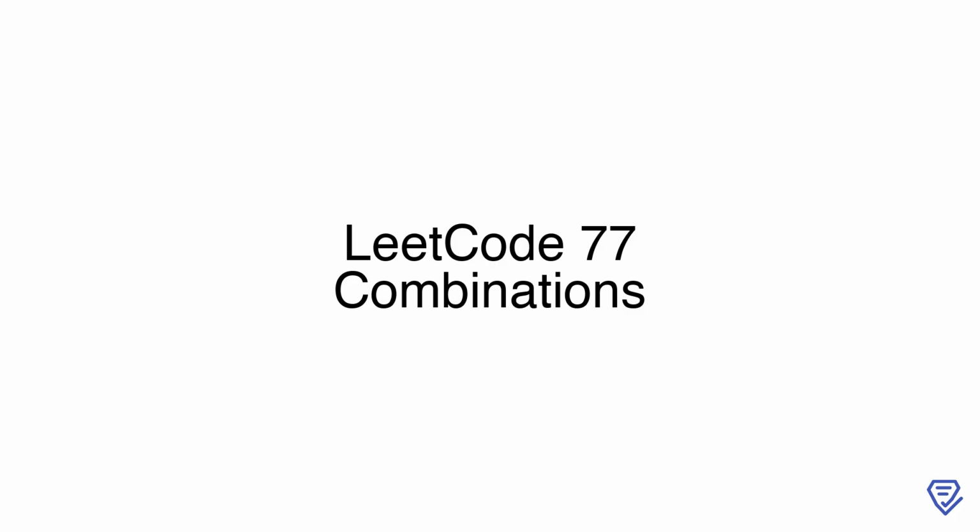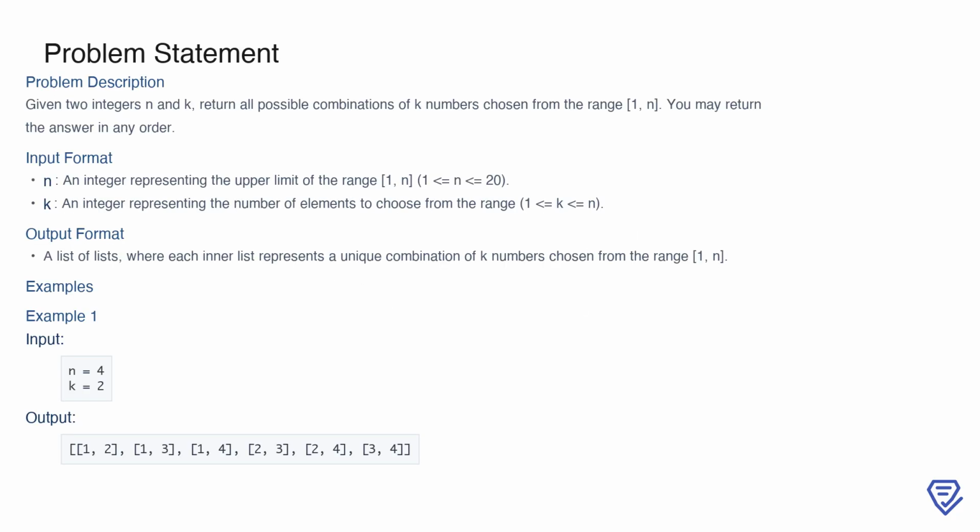Let's dive in. In this problem, we are tasked with generating all possible combinations of k numbers chosen from a given range, 1 to n. The order in which these combinations are returned does not matter. To clarify the input, n represents the upper limit of the range, and k is the number of elements we need to select. Both n and k must meet the constraints. n can be any integer from 1 to 20, and k must be between 1 and n.